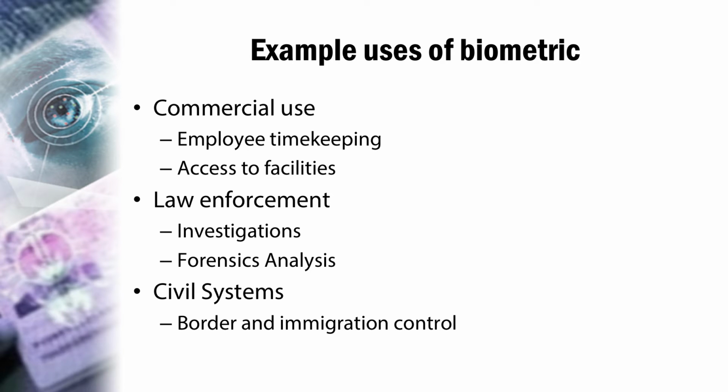Biometrics were first introduced in the 1970s and early 1980s. Some commercial use examples of biometrics include employee timekeeping and access to facilities. You might have seen a person in some movies going up to a door and putting their thumbprint on a finger recognition pad in a highly secure area. Additionally, law enforcement widely uses biometrics in investigations and forensic analysis, tying into border and immigration control as well.